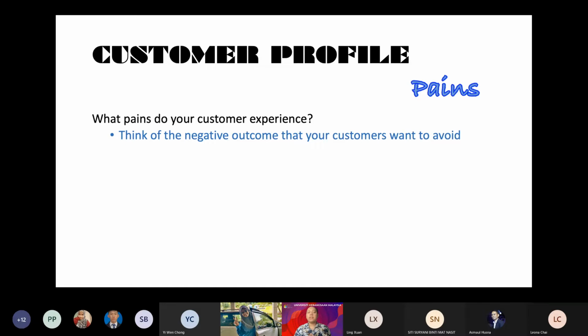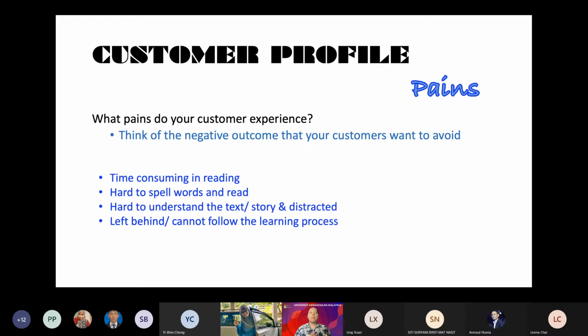In this case, we talk about kids with dyslexia, kids with difficulty to read. Think of negative outcomes that your customer wants to avoid. When we talk about kids who have difficulty to read, what are their concerns? What makes them very uncomfortable that they want to avoid? These are the examples. Of course, time consuming in reading. They need more time compared to other kids to read.